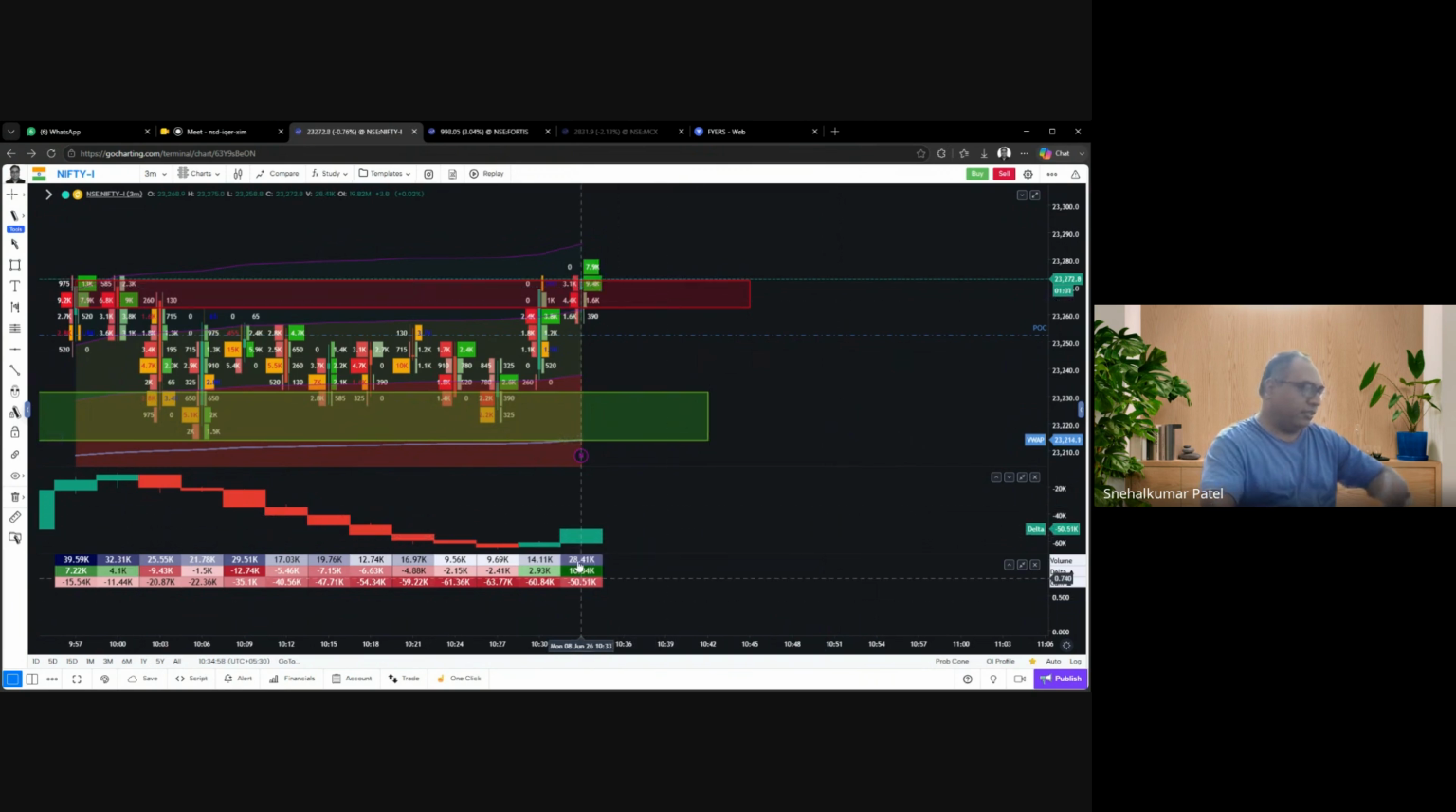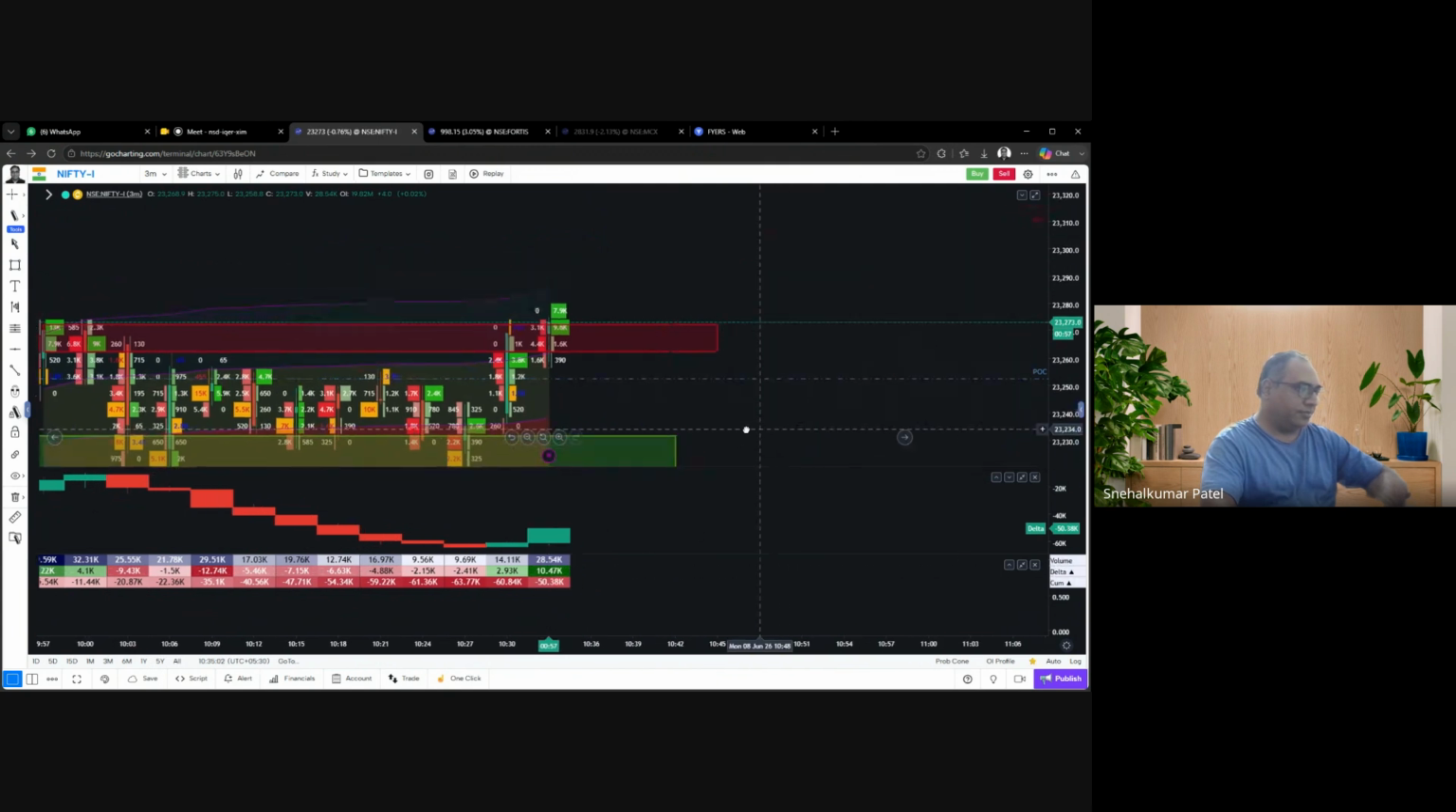Volume increasing, 7,000, 10,000. Let's see. I would still avoid this trade. I would not take a trade here. I would let the price pull back in this level, get it rejected from this level on the upside, and then probably think of a call side trade. I would not take a trade right now.